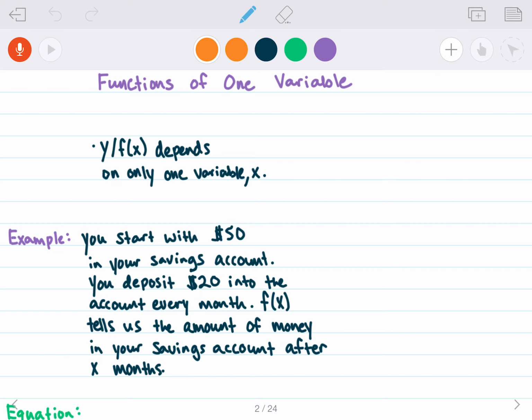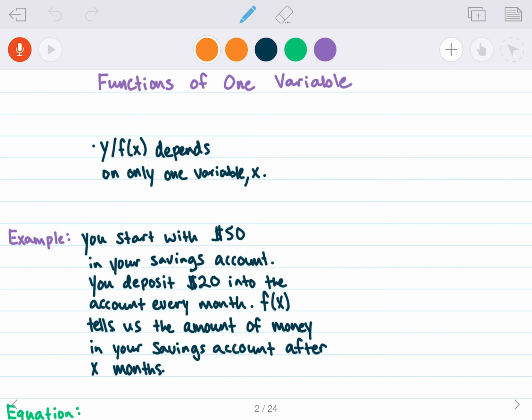Typically we had a function called f of x, or g of x, h of x. We also called it y, and that function depended on only one variable. Usually x, sometimes we use t, and any other variable really. So the output depends on only a single input. This is a function of one variable.